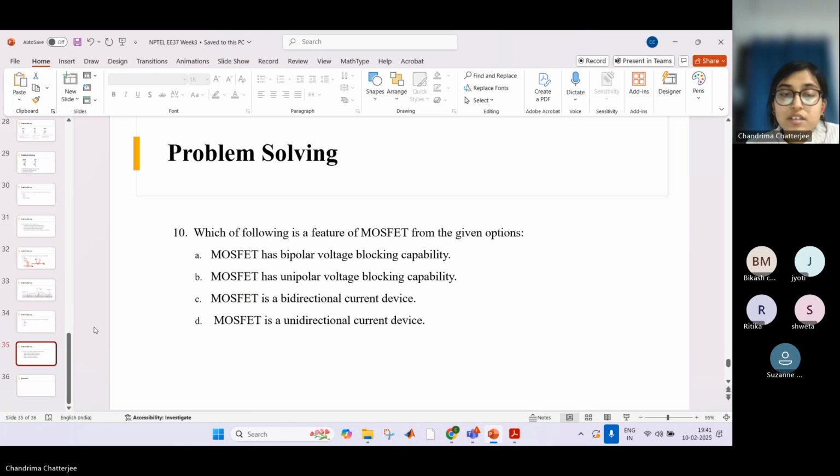And this is the question. Which of the following is a feature of MOSFET? Right? There are four options. So you guys tell which will be the correct options here. Among these four options, which are the correct options?